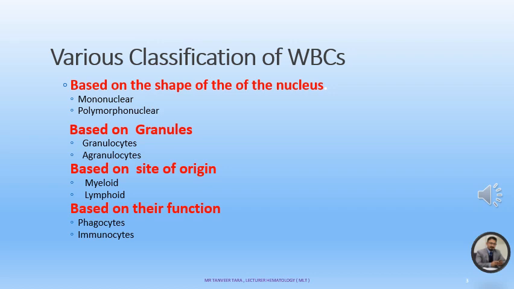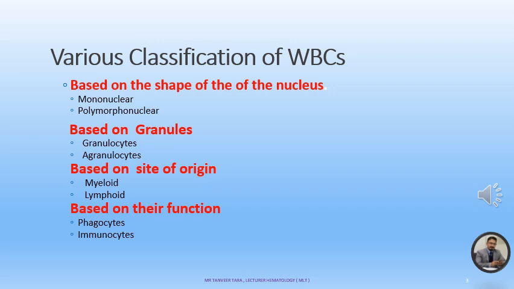Compared with granulocytes, agranulocytes have very few granules that can be readily stained with specific dyes. The latter group includes monocyte and lymphocyte, and these both are called agranulocytes. These are the two different classifications: one based on the shape of the nucleus, mononuclear and polymorph nuclear, and then based on granules, granulocytes and agranulocytes.